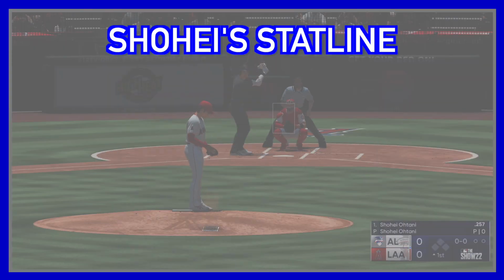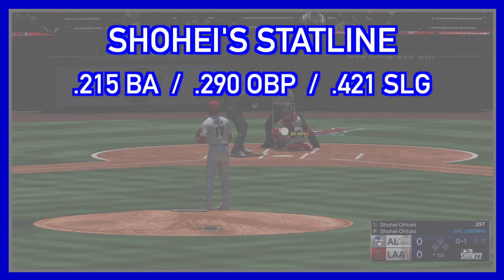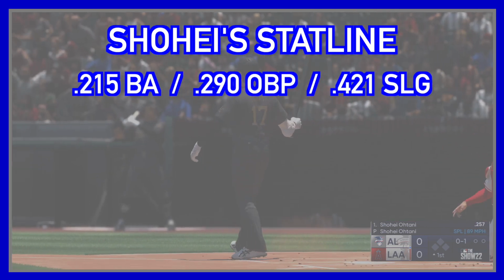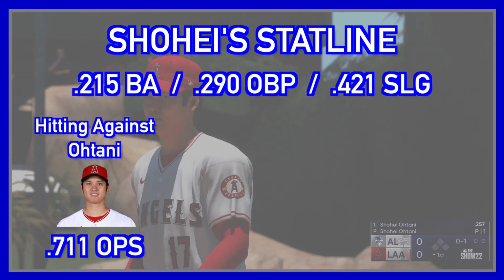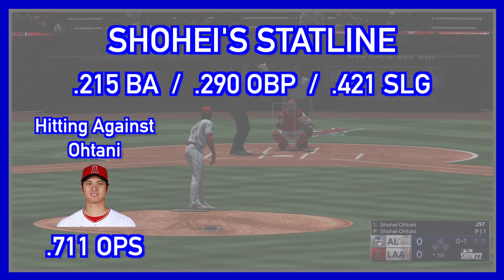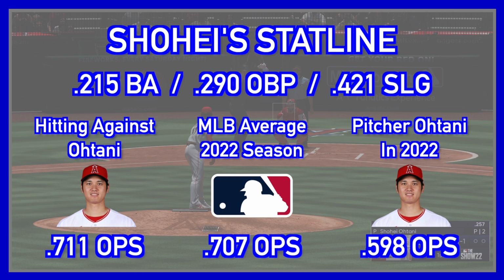In terms of stats, he had a slash line consisting of a .215 batting average, a .290 on base percentage, and a .421 slugging percentage. That's good enough for a .711 OPS, or on base plus slugging. To put this in context, that is right around the average OPS across MLB in 2022.